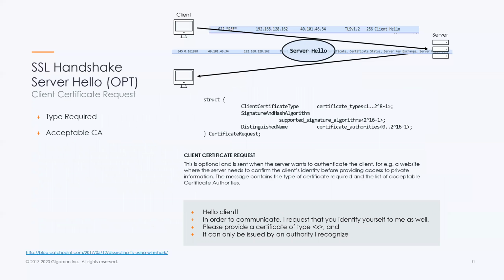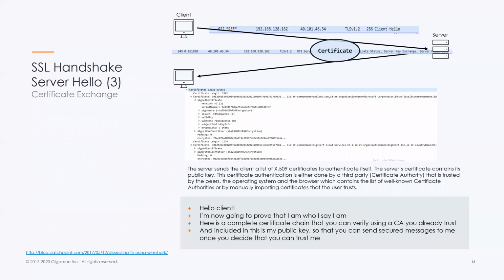Optional components of the server hello include the client certificate request, called the CCR. It is optional, sent when the server wants to authenticate the client. In other words, for example, a website where the server needs to confirm the client's actual identity before the client is allowed to connect. This is an optional and unusual component of the SSL handshake.